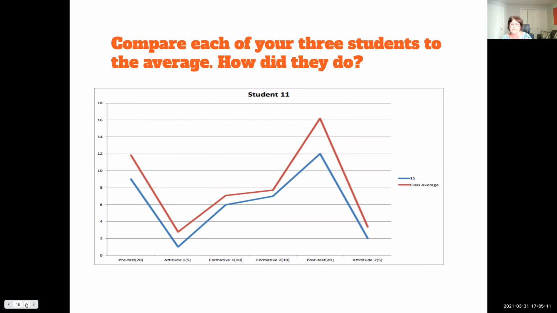And there's the class average, which is very interesting because you can see that although this student is a little lower than the class average, the student is not so far behind. They're kind of keeping pace with what the average looks like. It's just a little bit lower. So that's not too bad.